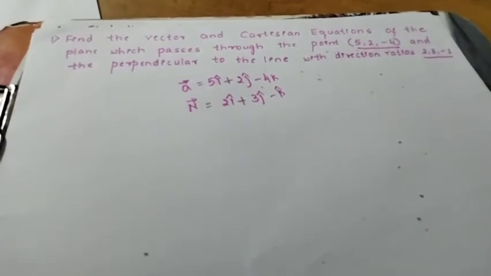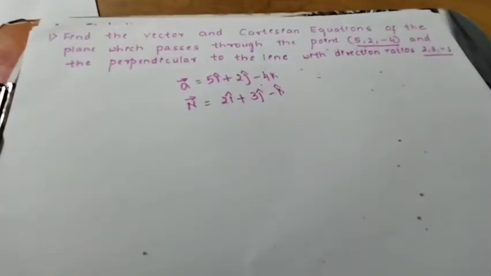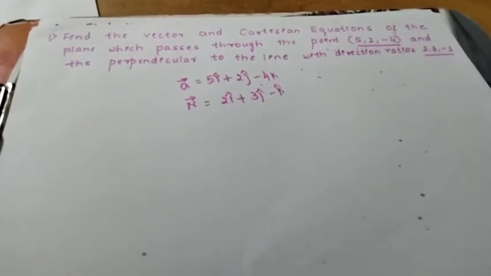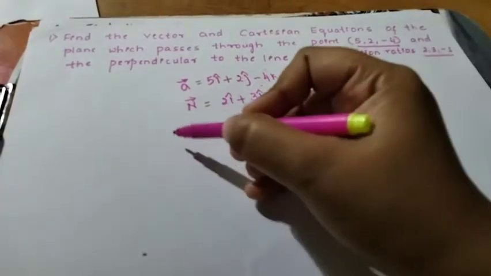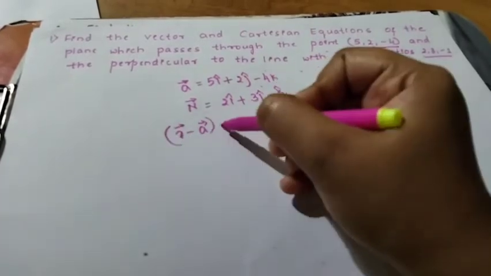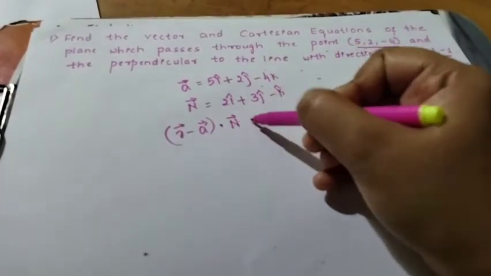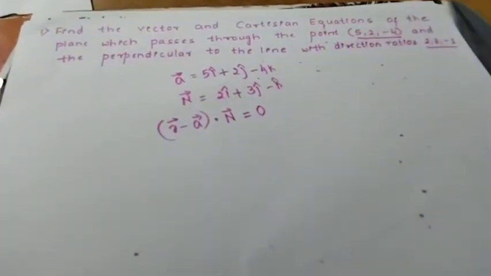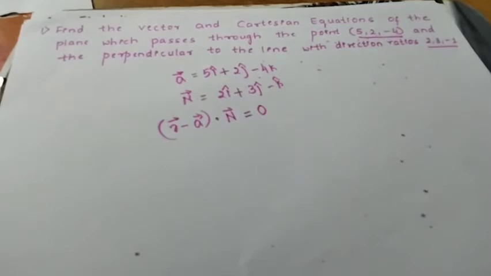Okay, so next what I have to do is, a is given, n is given. So now we should recall the equation of a plane perpendicular to a given vector. It is nothing but r minus a dot product with n is equal to 0. So this is the equation of a plane which is perpendicular to the given vector.